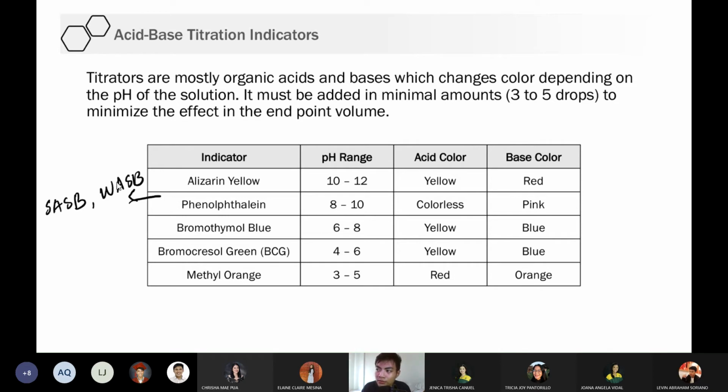Okay. So, weak acid, strong base. Diba yung na-solve natin kanina na pH at equivalence point is 8.56, diba? 8.56 ba? Hindi ko maalala kung tama yung number. Basta 8 something. So, yung 8 something, pasok yun sa phenolphthalein. Okay? So, ibig sabihin, you will use phenolphthalein indicator for this type of titration.